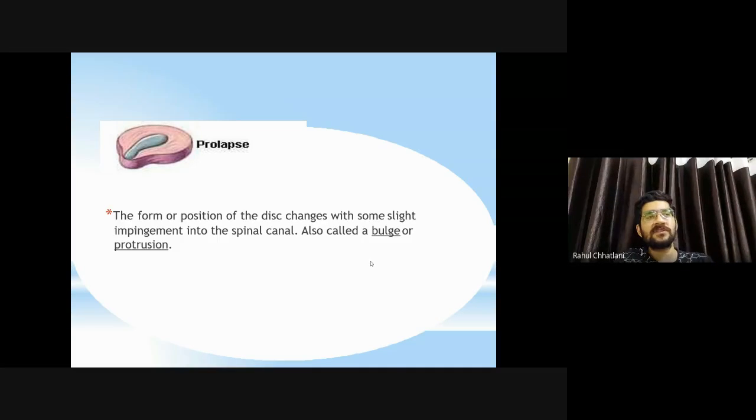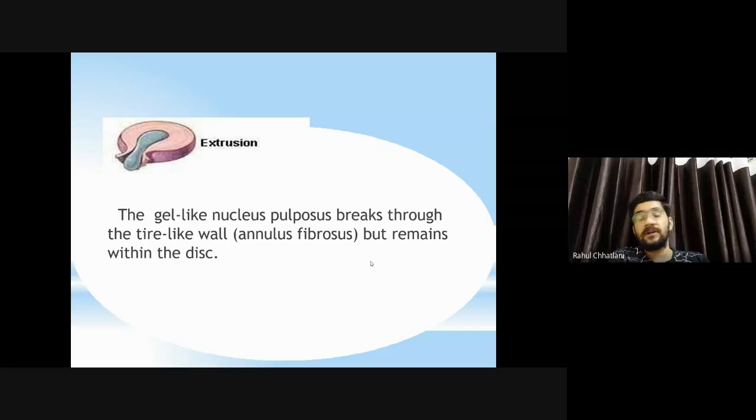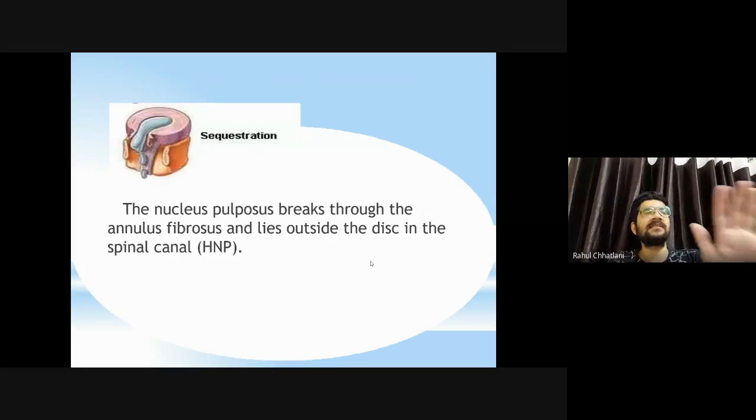The position of the disc, also with some slight impingement into the spinal cord, is also called a bulge or protrusion. Yes, protrusion. To protrude means to bulge, to move to the periphery. Third is extrusion. Extrusion means it completely breaks annulus fibrosus and comes out. A gel-like nucleus pulposus breaks through the tire-like wall, that is annulus fibrosus, but remains within the disc. Still, it has only broken the boundary; it is still inside the disc. When it goes outside the disc, that is the last, sequestration.